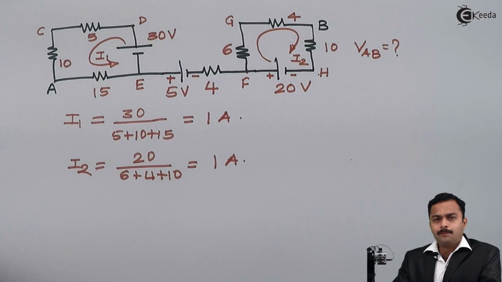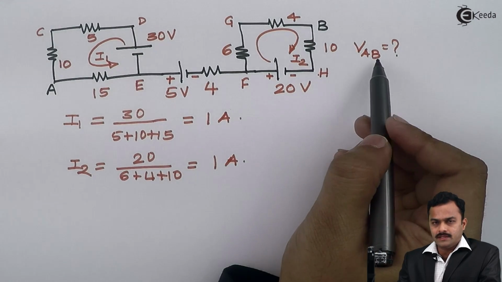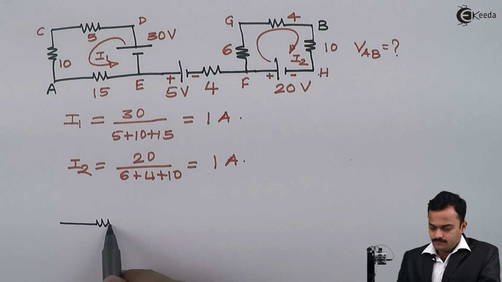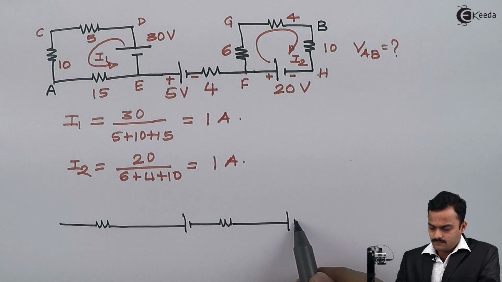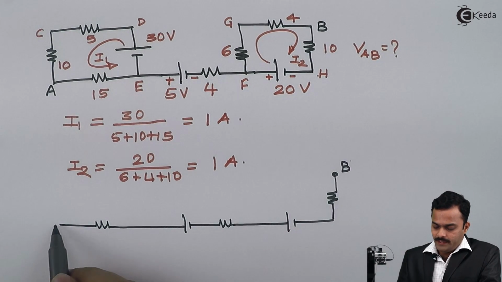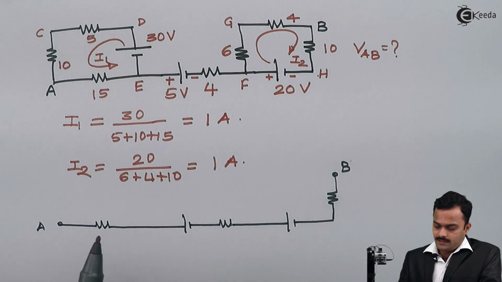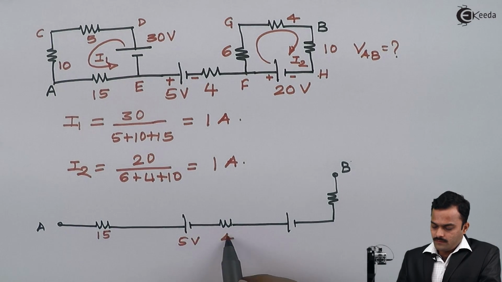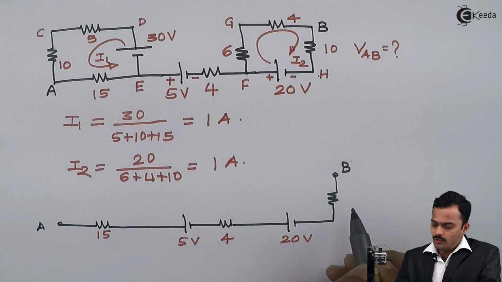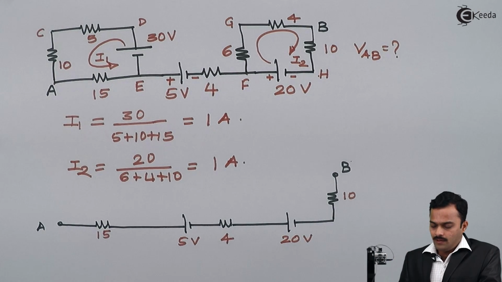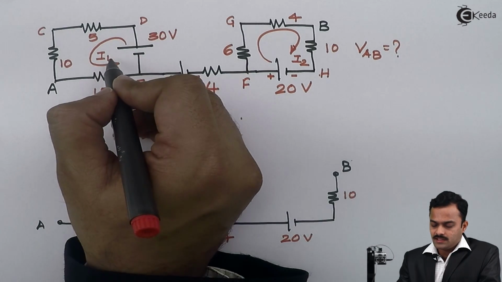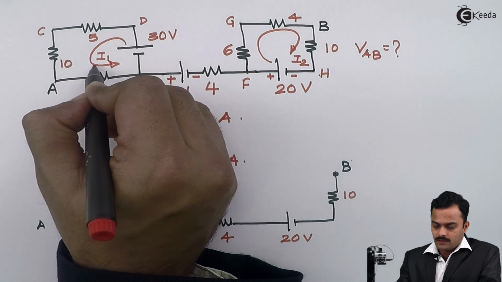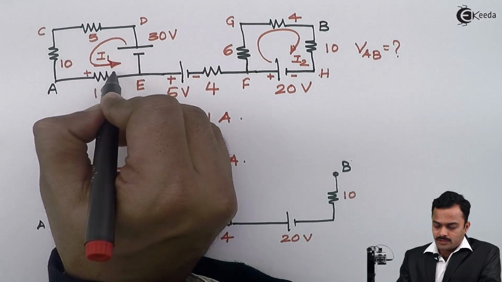Now I will redraw the path which is required to calculate VAB, meaning I consider this path, so I'll redraw it over here. This is point B, this is point A. Here it is 15 ohm, 5 volt, 4 ohm, 20 volt, and this is 10 ohm. Now I will mark the polarities of voltage across the 15 ohm because of this I1. See the current direction, it will be like this. So the polarity will be plus to minus.